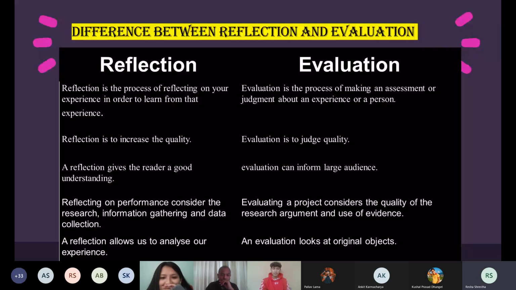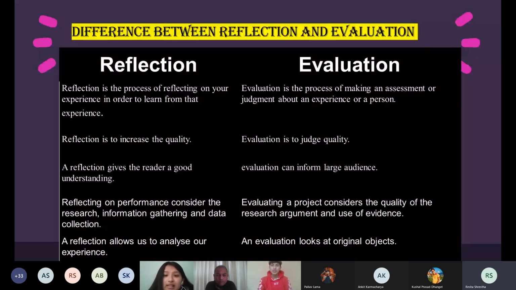A reflection allows us to analyze our experience, make changes based on our mistakes, and keep on doing what is successful, learning from our mistakes, which builds our knowledge and leads us to success. An evaluation looks at original objectives, evaluating what was accomplished and how it was accomplished. Now I would like to call Pallav for further presentation.